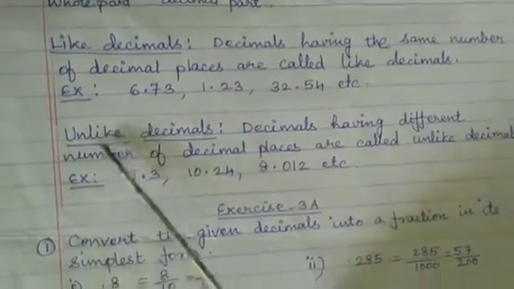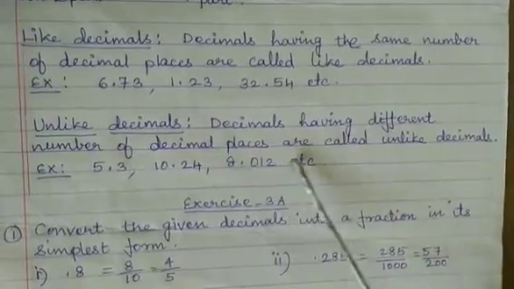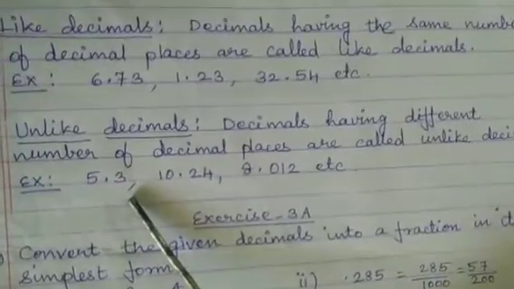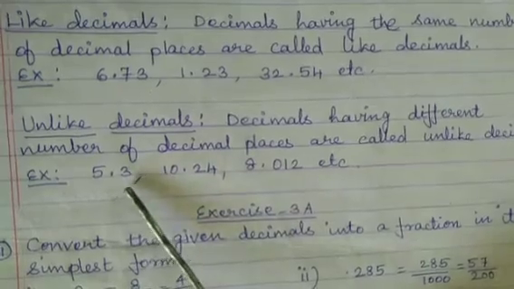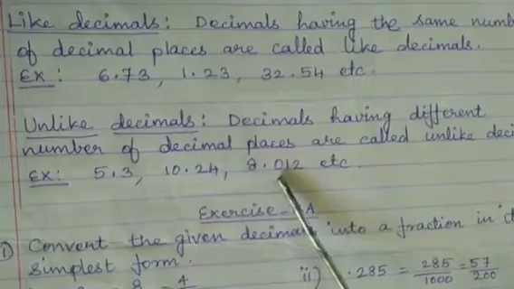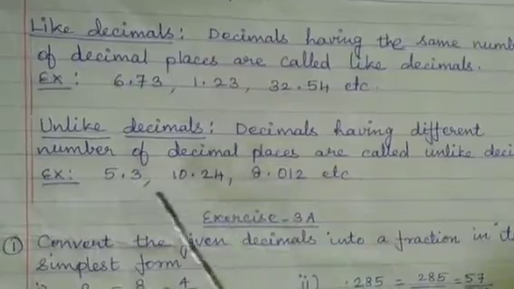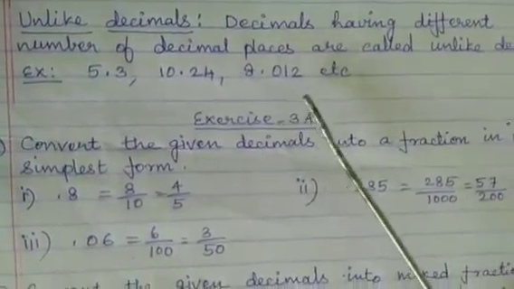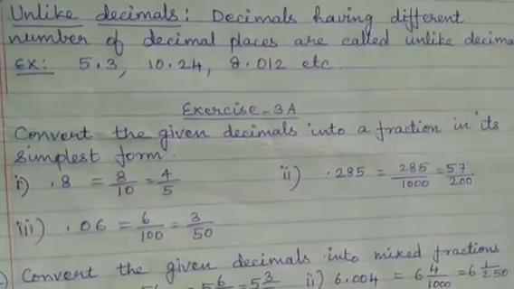Now the next type, unlike decimals. Decimals having different numbers of decimal places are called unlike decimals. See the example 5.3, 10.24, 8.012. In the first example there is one decimal place, in the second 2 decimal places, and in the third 3 decimal places. Here the decimal places are different, so they are called unlike decimals. You can write any examples of like decimals and unlike decimals, write any number as you wish, and then identify the like and unlike decimals.